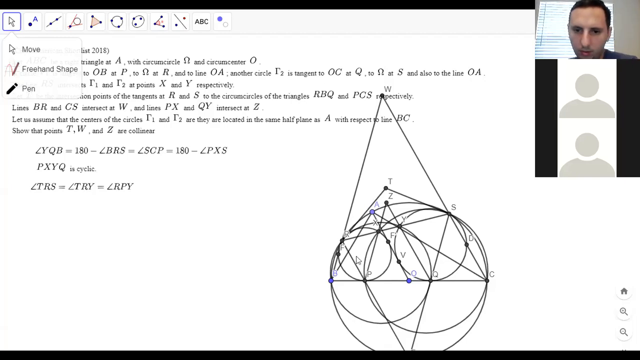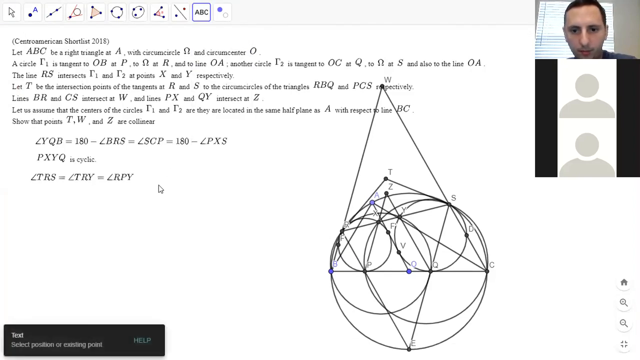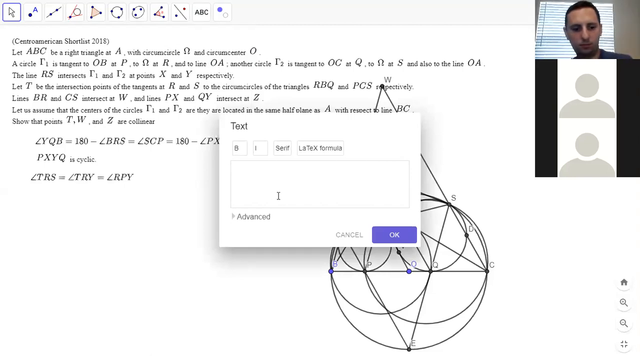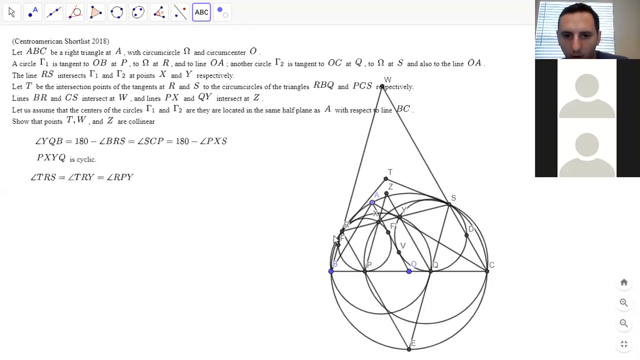RXP equals RPB equals SCB. Say that one more time. Arc RXP equals... I cannot see the point. Oh, sorry, my bad. RXP, RPB, then SCB. How do we know that RP is parallel to SC?